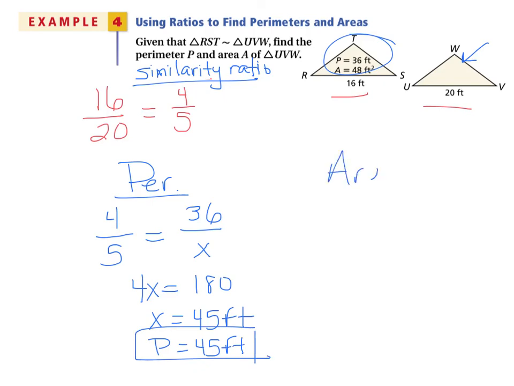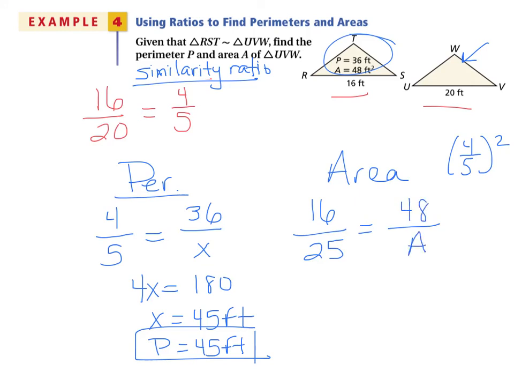Now the area, instead of using 4/5, we are going to square it. So 4/5 squared gives us a ratio of 16/25. I then use the area of the smaller one, which is 48, and then I need to find the area of the bigger one. So that gives me 16A equals 1,200, and that would give me A as 75 square feet.